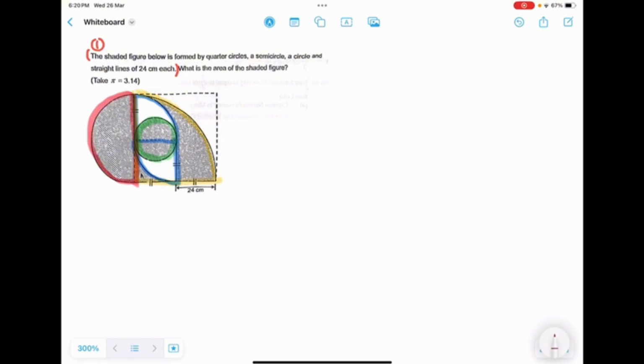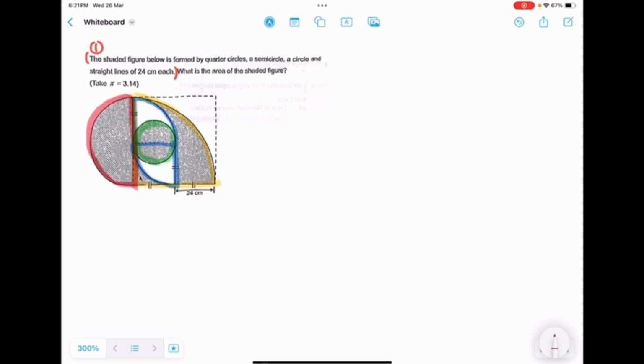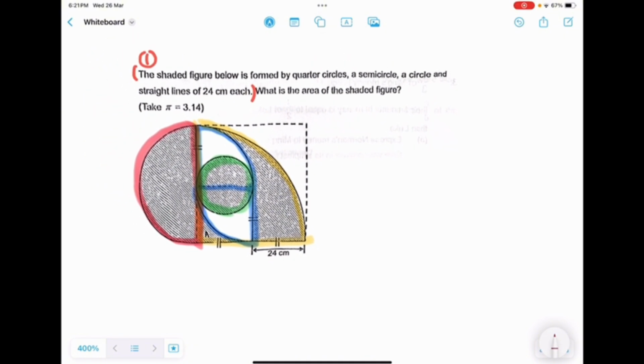Alright, now that we have identified all our shapes, one more thing that the question mentioned is that there are straight lines of 24 cm each in the image. So I know that this is 24 over here, this is 24, this is 24, and here as well. And knowing that if this is 24 cm, I know that down here I have 24 as well because there is a quadrant inside.